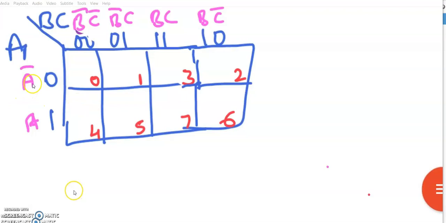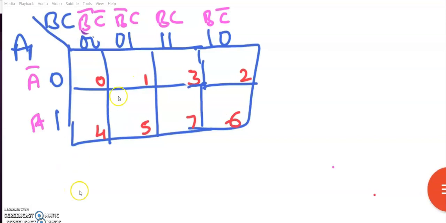So when this is A bar, B bar, C bar, this cell value is 0, 0, 0, then the equivalent decimal value is 0. Here it is 0, 0, 1, then the equivalent decimal value is 1. Similarly, we have the values for all the cells here. 0, 1, 1, this is 3. 0, 1, 0, it is 2. 1, 0, 0, it is 4. 1, 0, 1, it is 5 here. 1, 1, 1, it is 7 here. And 1, 1, 0, it is 6.